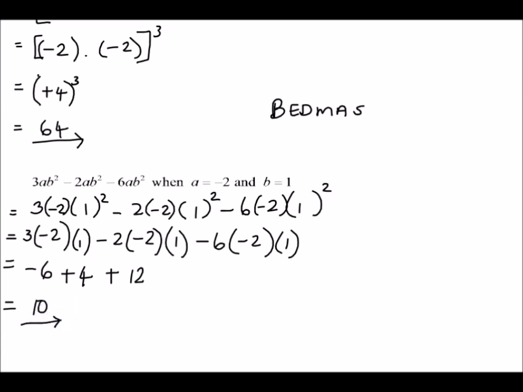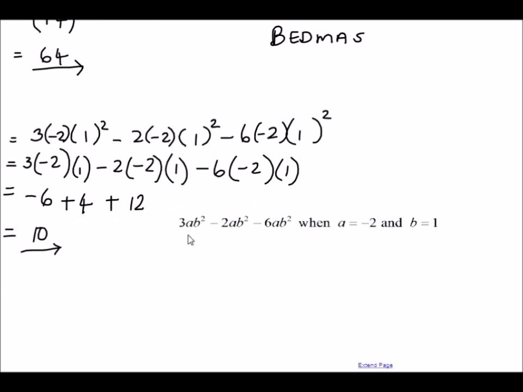I want you just to have a look at this expression here. What I could have done is this way. You will see all of these are like terms. So I could have said I'm simplifying addition and subtraction. So I write down the surname ab squared, and now I have 3 minus 2 is 1 minus 6 is negative 5. So I now have negative 5ab squared.